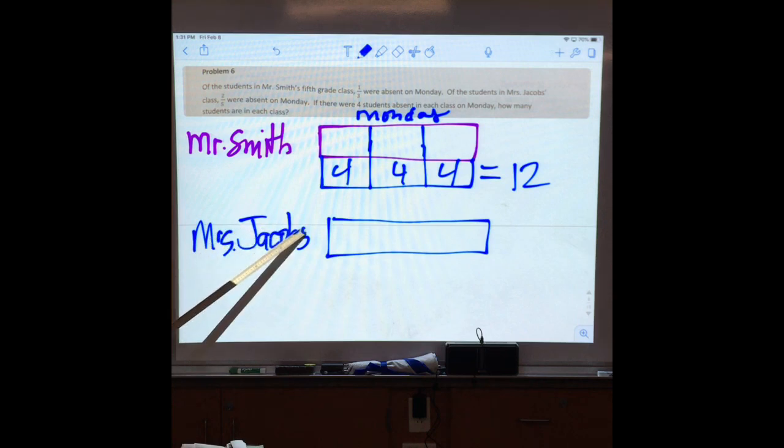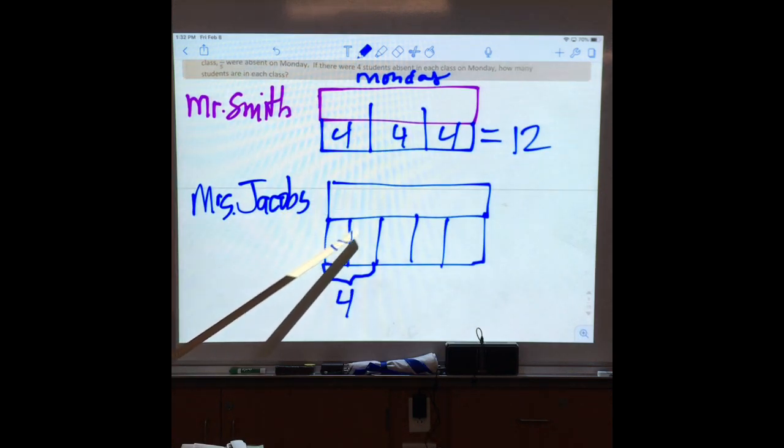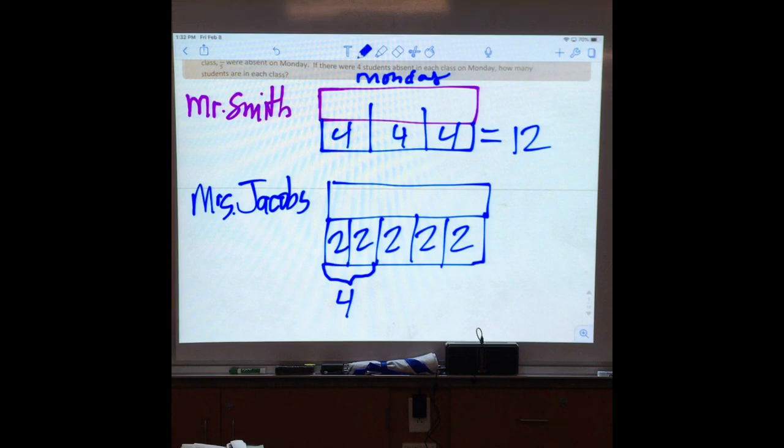How about Mrs. Jacobs? Well, it says 2/5, right? So we're going to cut it into 5, right? 1, 2, 3, 4, 5. And it says 2/5. So that means 2 of these are equal to what? 4. So what number goes in each one of these? That means 2, right? So we just fill this in. We could actually count by 2, can't we? 2, 4, 6, 8, 10.